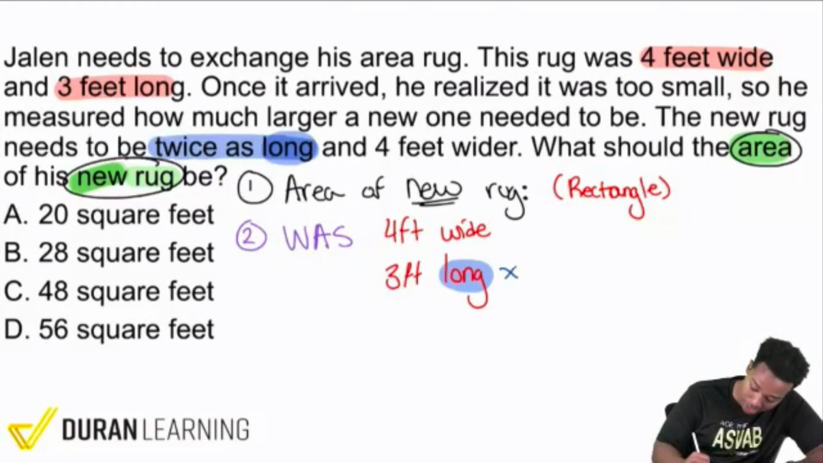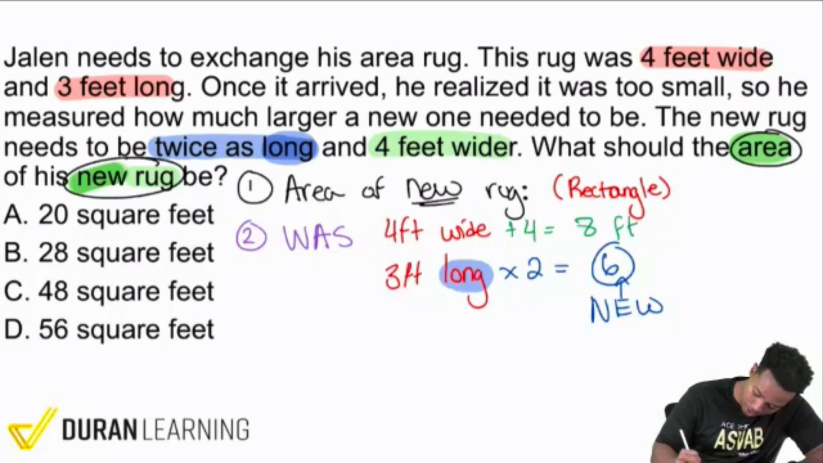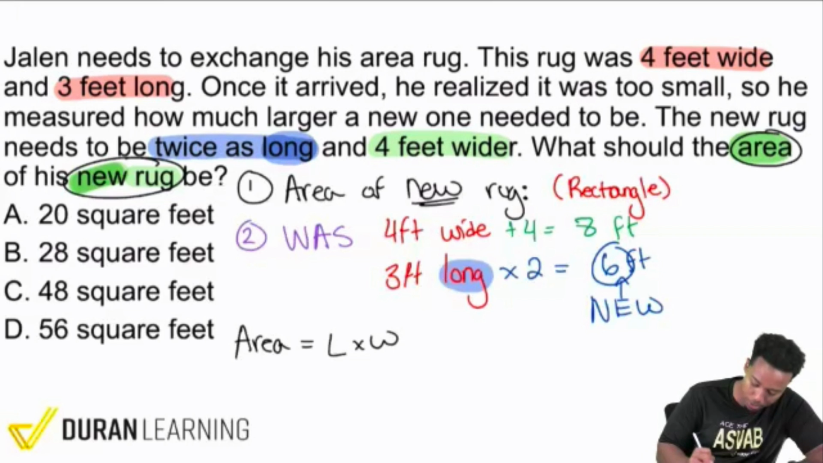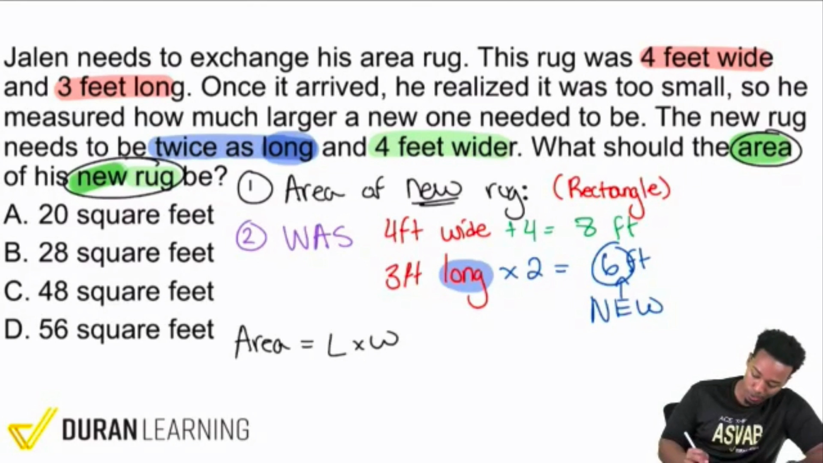We need to multiply this by 2 to get the new length to be 6. And then it says 4 feet wider. So we can safely assume that that'll be right here. Plus 4 to get 8. So we have 8 feet wide, 6 feet long. And since we're looking for the area of a rectangle, everybody, is it safe to assume that we're looking at length times width? Is that safe to assume? Cool. We're done. Because all we have to do is plug in the 8.